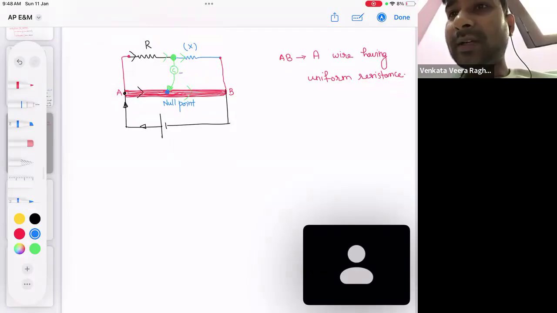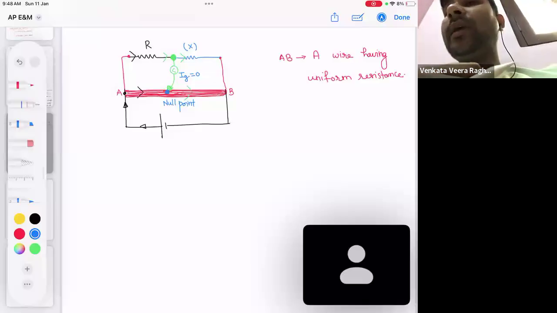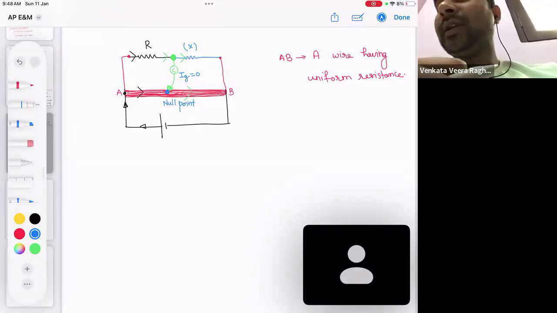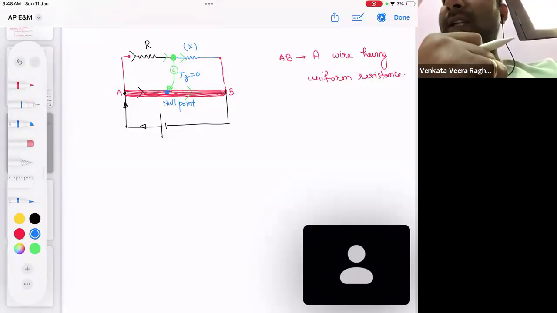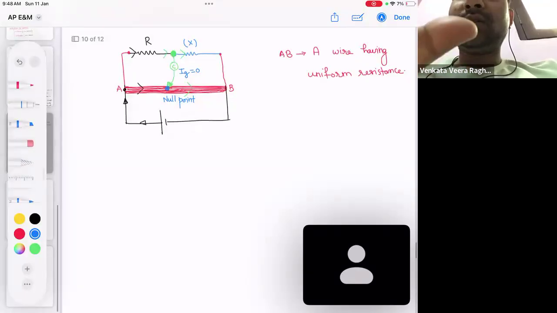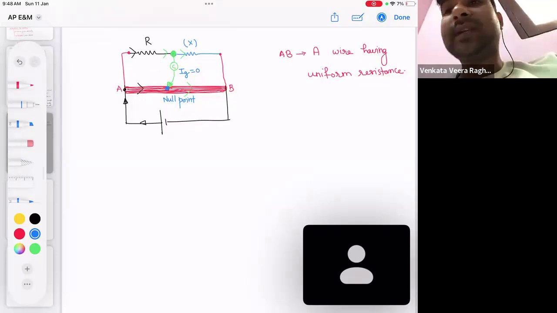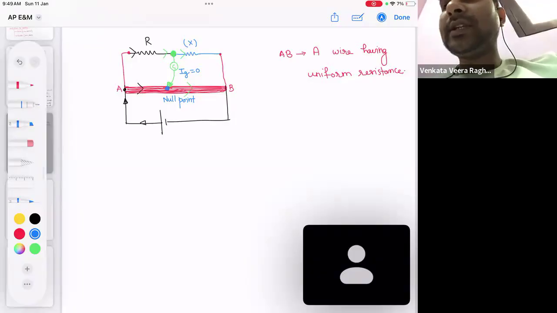Null point means the galvanometer current is zero. Now think about it. It is only possible for the galvanometer current to become zero if this circuit is in what condition? This circuit is in the balanced Wheatstone bridge condition, isn't it? It's only possible for the galvanometer to show zero current when the circuit is in the balanced Wheatstone bridge condition. Understood? What does the balanced Wheatstone bridge condition mean?